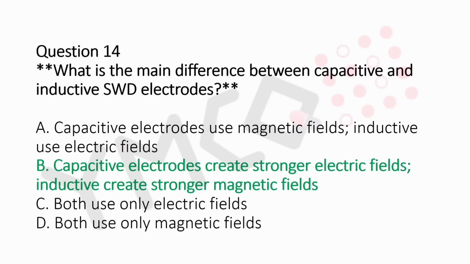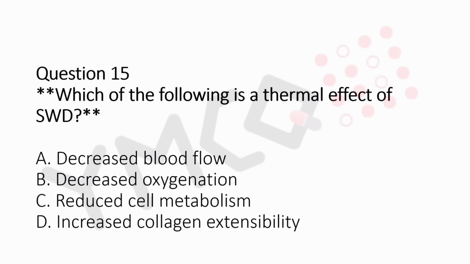Now let's move to question number 15. Which of the following is a thermal effect of SWD? Option A, decreased blood flow. Option B, decreased oxygenation. Option C, reduced cell metabolism. Option D, increased collagen extensibility. And the answer is option D, increased collagen extensibility.